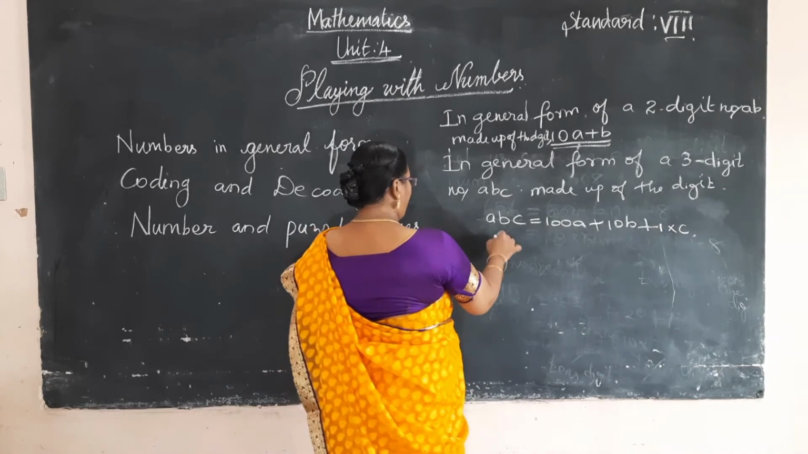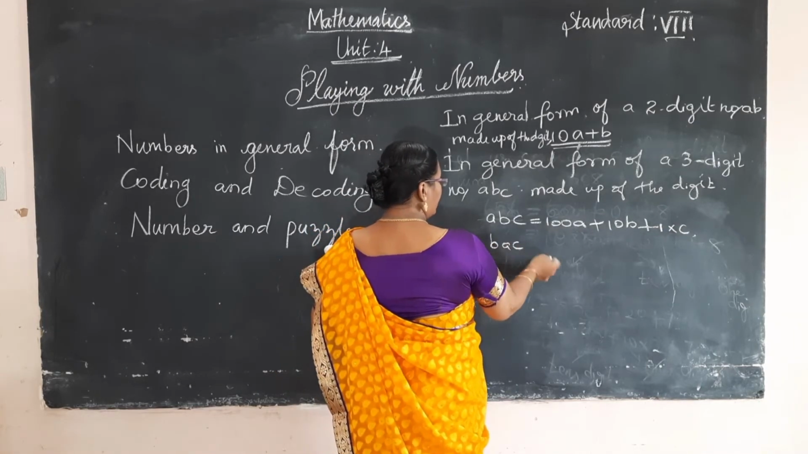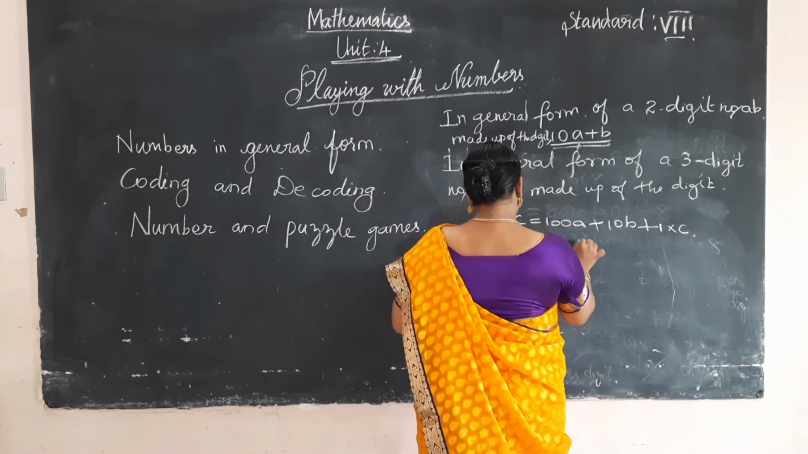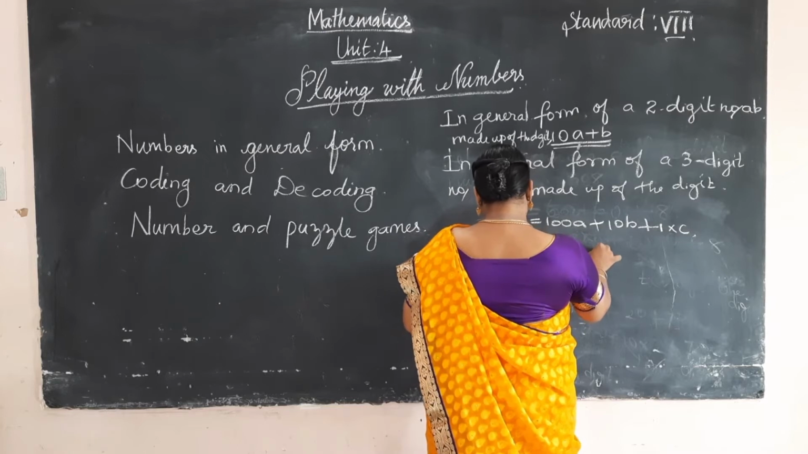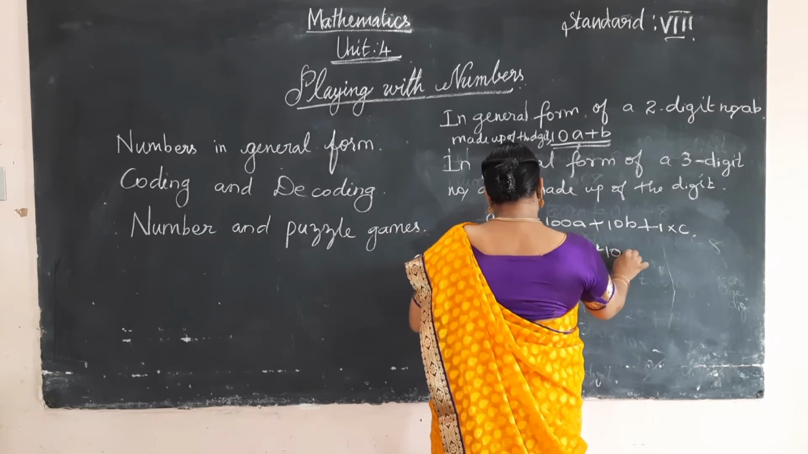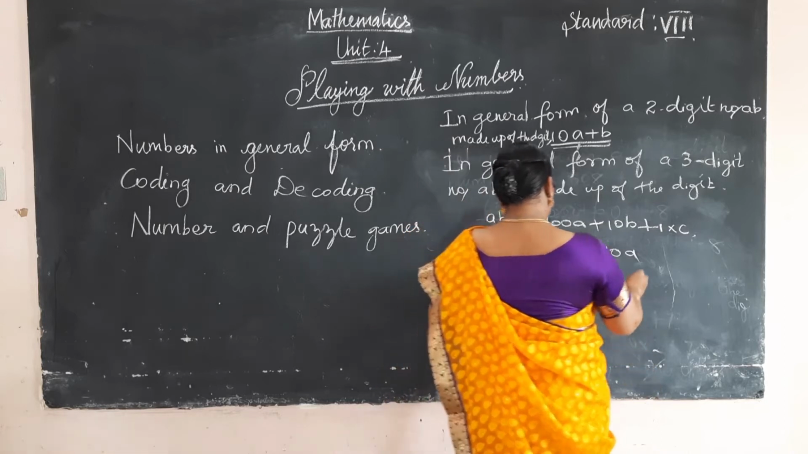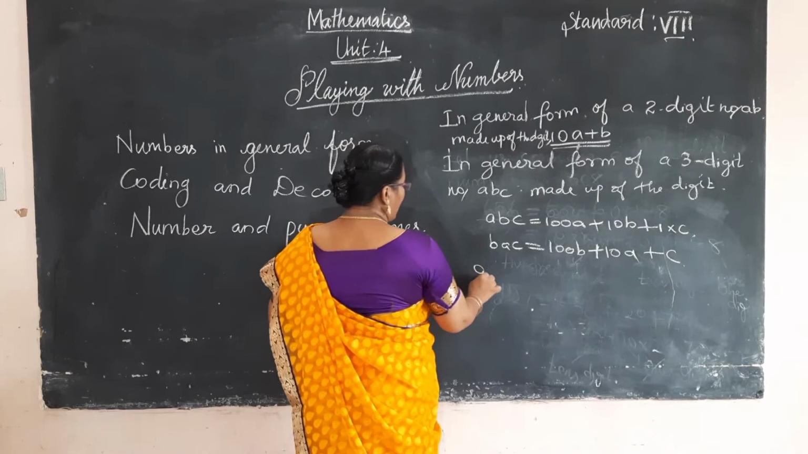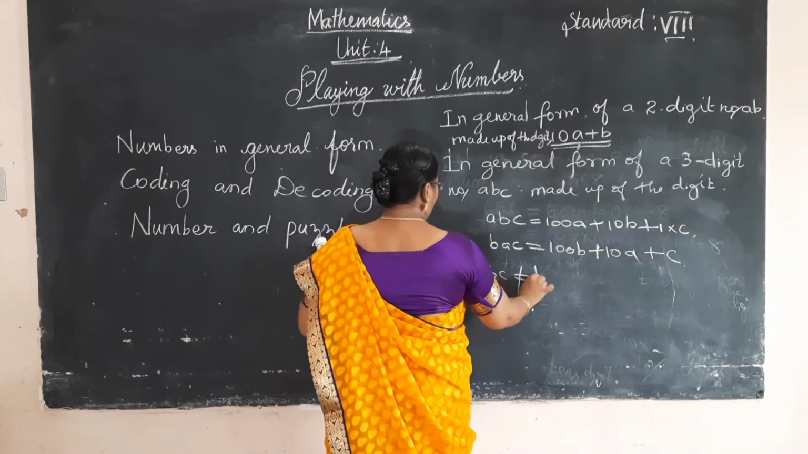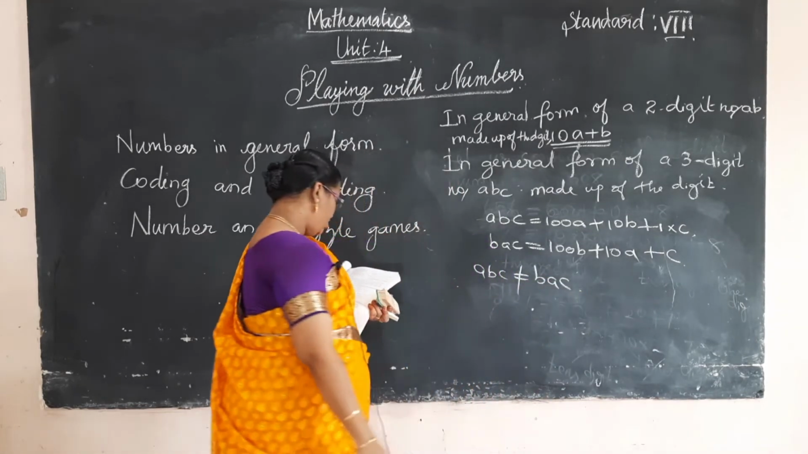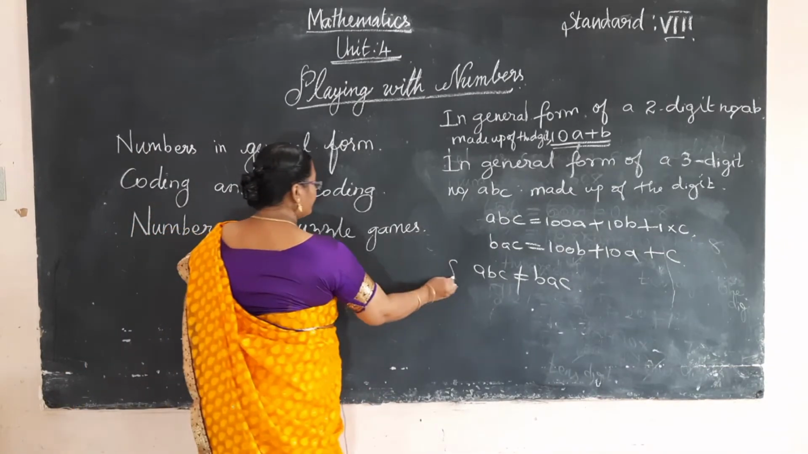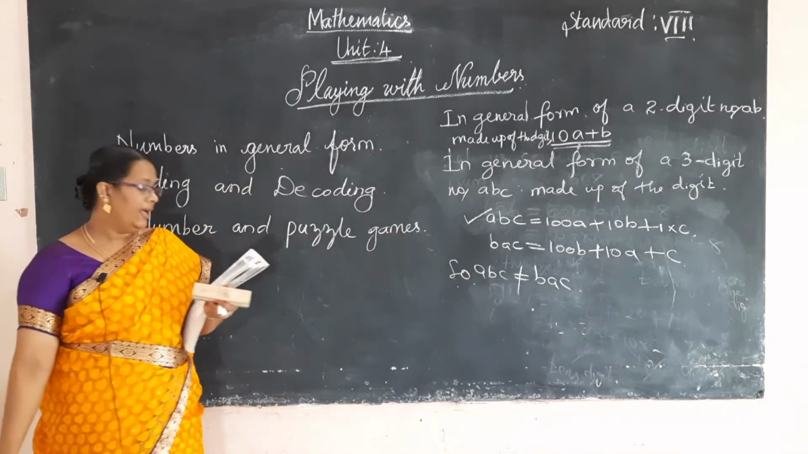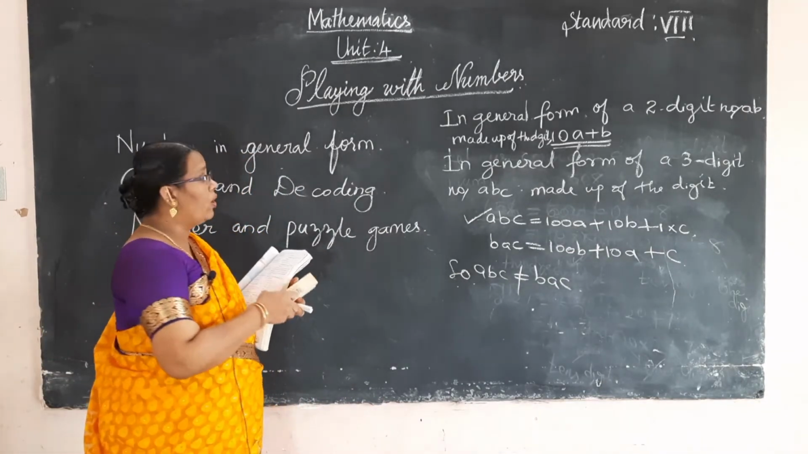Is it possible to write BAC? What is the value of BAC? BAC means 100B plus 10A plus C. Both are not equal. This is not possible. The value will change. Okay? So it's not possible. Only ABC is correct. Okay, right. Now see the example 1.